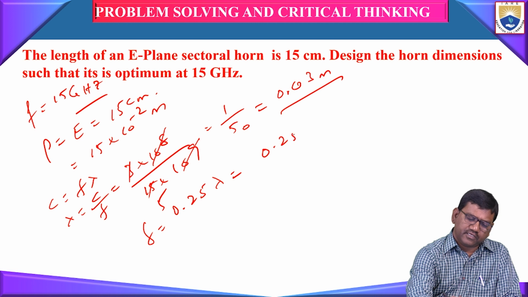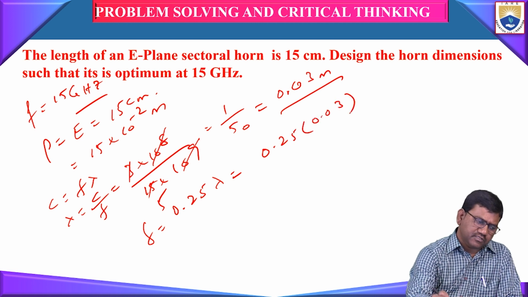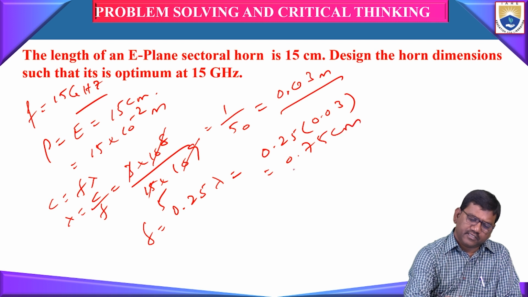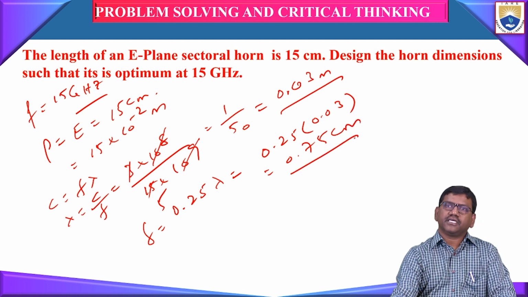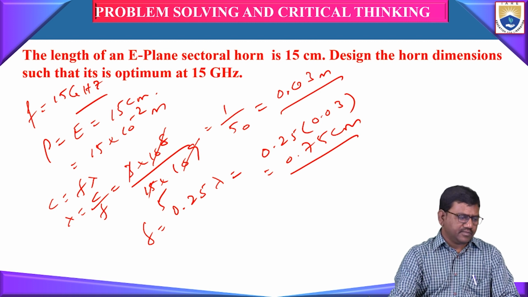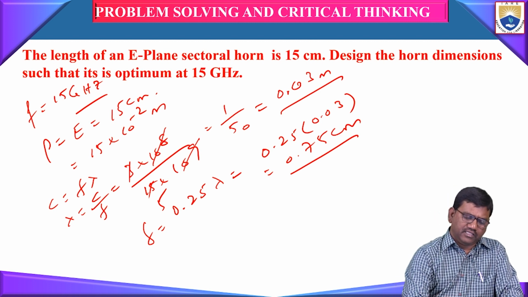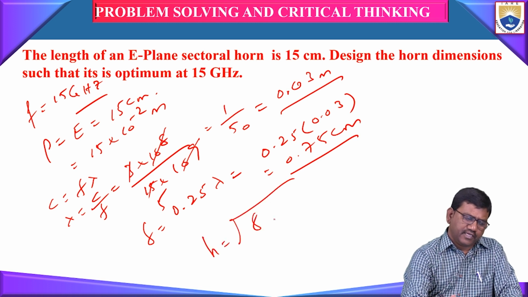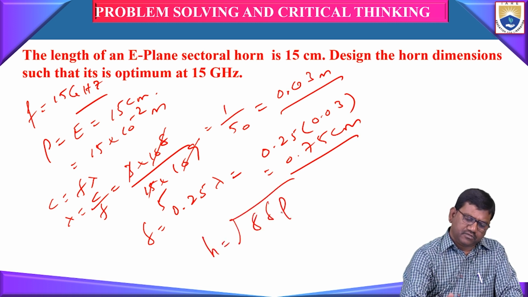This is equal to 0.25 into 0.03, so we will get 0.75 centimeter. So delta is equal to 0.25 lambda, which is 0.25 into 0.03, so that is equal to 0.75 centimeters. Now the length of E-plane aperture is given by H is equal to root of 8 delta into rho.